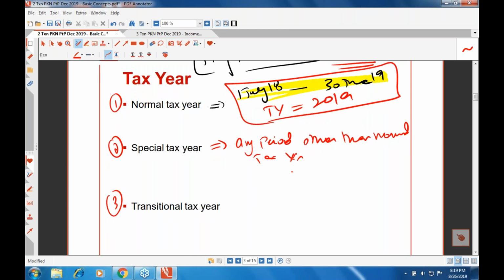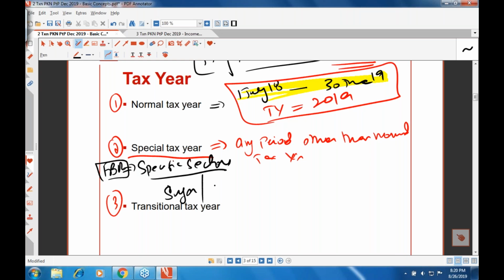Now what exactly do we mean by this? When we say any period other than the normal tax year is considered a special tax year, there are a few specific sectors for which the FBR, the Federal Board of Revenue, which is responsible for all the taxation laws in Pakistan, has prescribed a specific tax year. For example, we've got the sugar sector or a few other sectors like the textile sector. There are a few specific sectors where there is a specific tax year prescribed by the FBR. That tax period is a period other than July to June. So any period other than July to June is considered to be a special tax year.